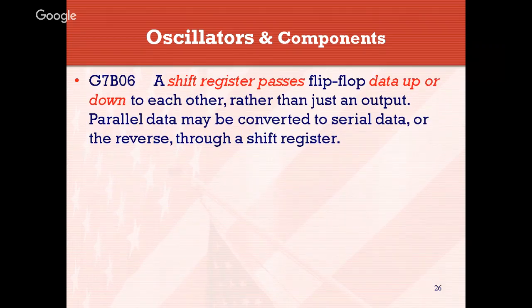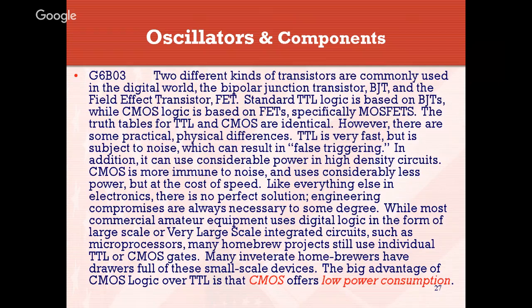In a shift register, the flip-flop data is passed up or down to each other rather than just to an output. Parallel data may be converted to serial data or the reverse through a shift register. Just remember that your shift register passes your data up or down. Boy, we got a lot of information here, don't we?